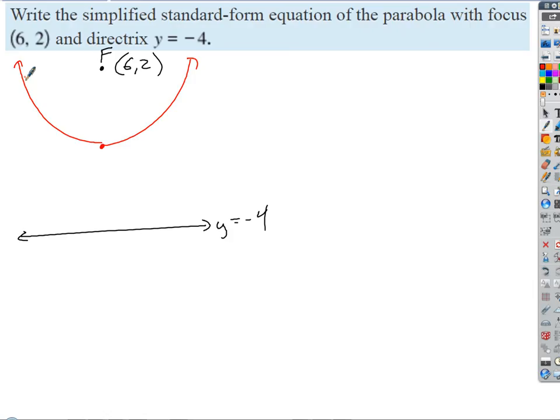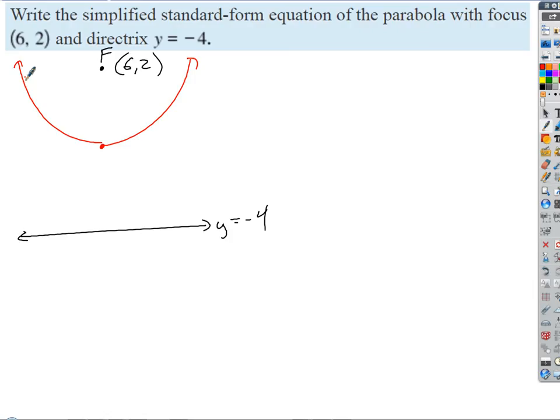A positive P means a parabola that opens in the positive direction. So vertically, a positive P opens up, negative opens down. Horizontally, how would it open? What's the positive horizontal direction? To the right. So if it opens sideways to the right, that would also be a positive P. Left would be negative. So we already know that much.